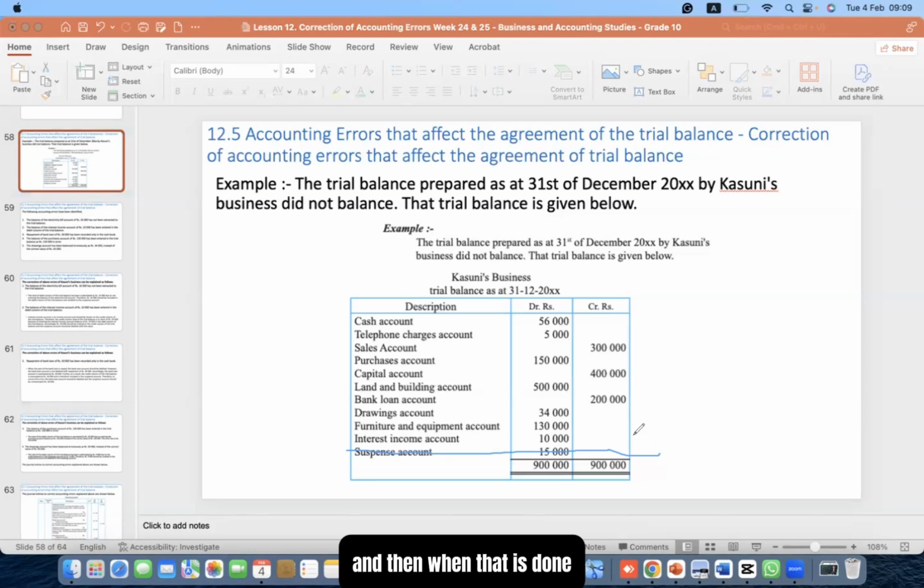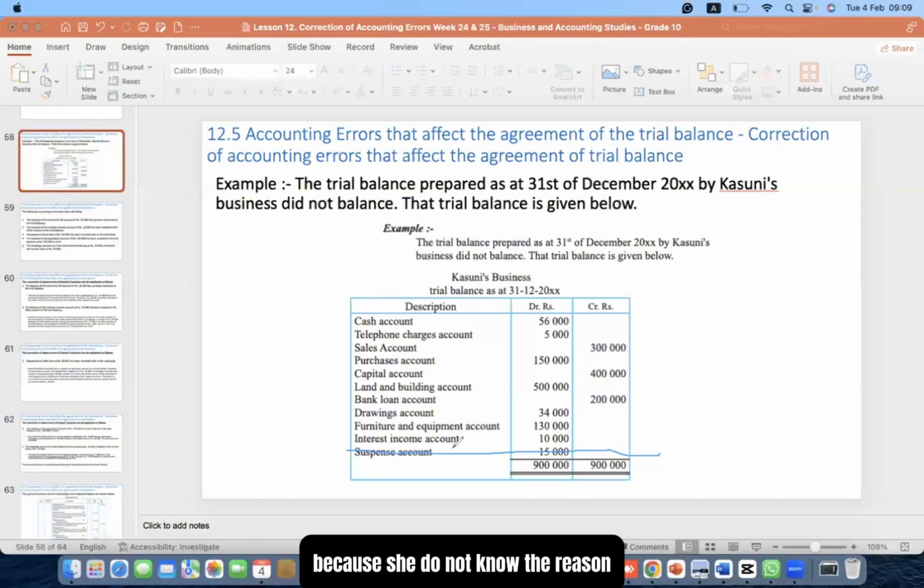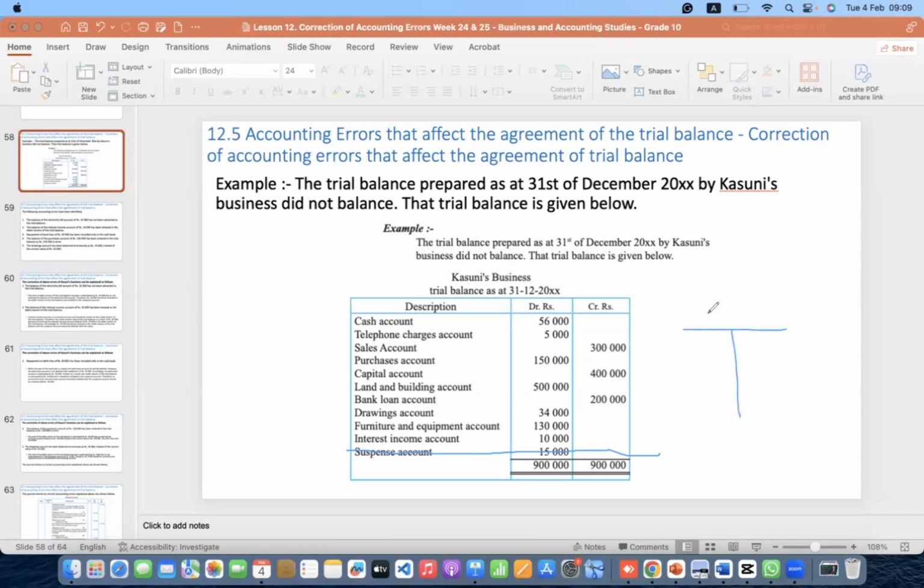And then when that is done, she will see that her credit side is 9,00,000, and when she looks at the debit side, it is only 8,85,000. Then to correct this, she makes a suspense account because she does not know the reason, and puts a 15,000 balance on the debit side. So on the suspense account, she will have 15,000 on the debit side.